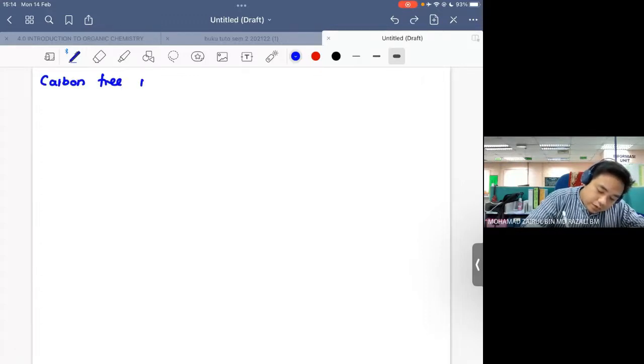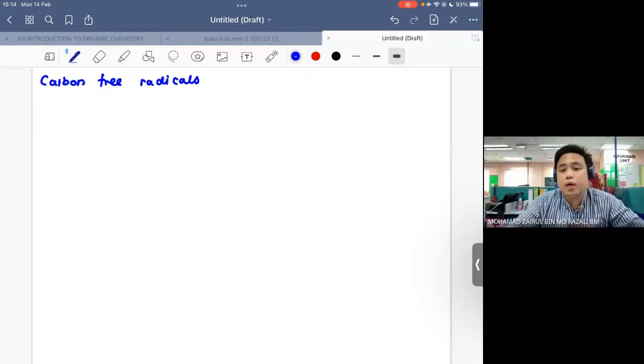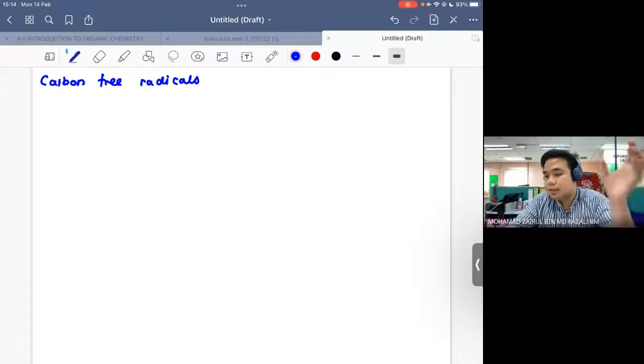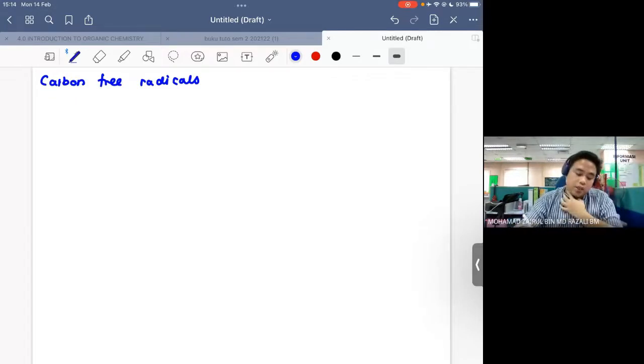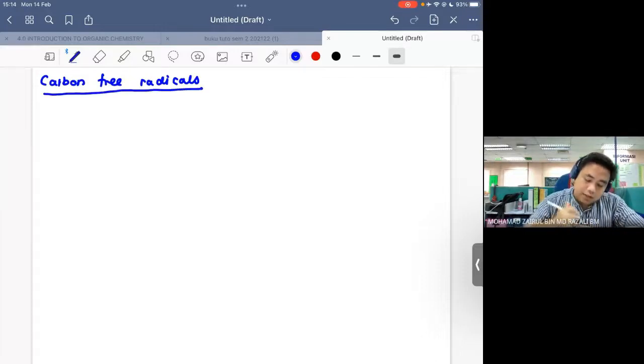So carbon free radical, carbocation and also carbanion ni kita boleh classifykan dia sebagai primary, secondary ataupun tertiary. Okay, tadi kita dah belajar classification of carbon. So kalau kita tengok dalam free radical, free radical tu adalah carbon yang ada unpaired electron.